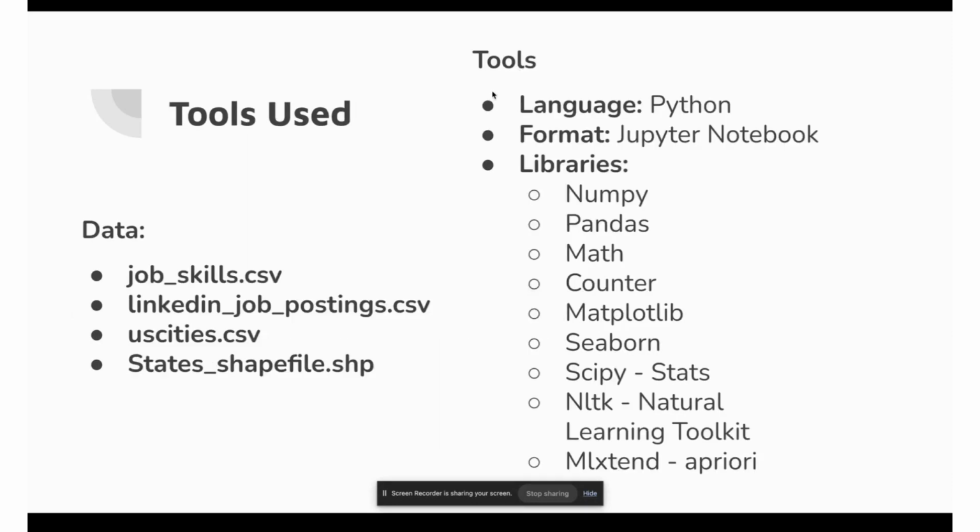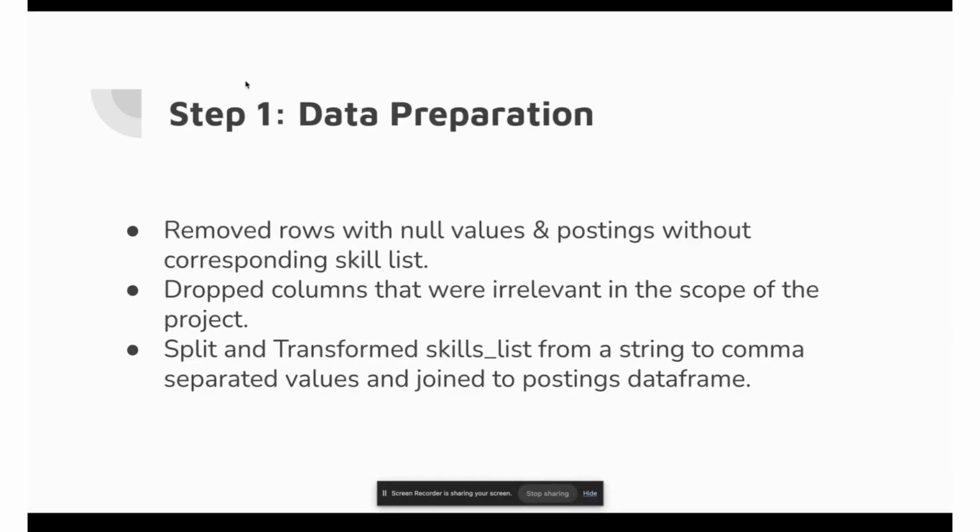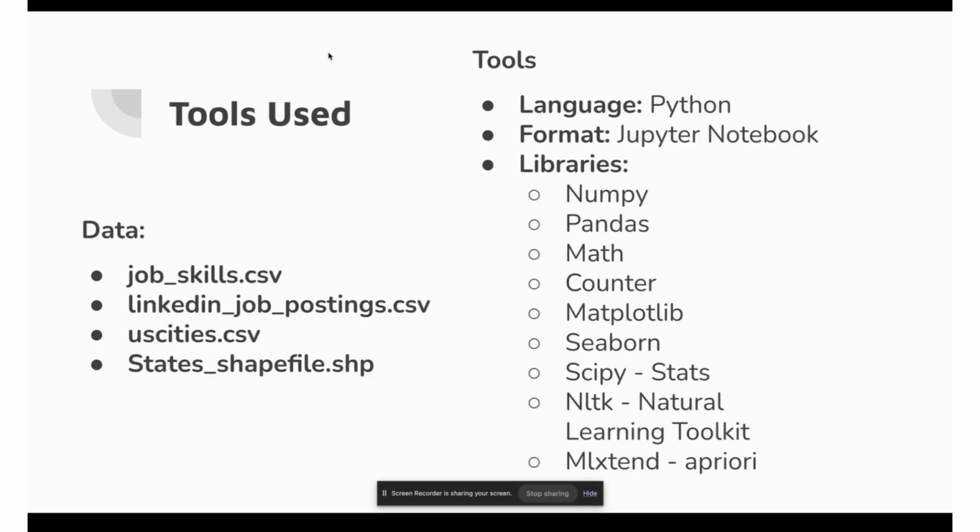Step 1. Data preparation. The first thing that I sought to do was remove rows with null values and postings without corresponding skills list. I then dropped columns that were irrelevant in the scope of this project and split and transformed skills lists from a string into comma-separated values and joined it to job postings for better analysis.